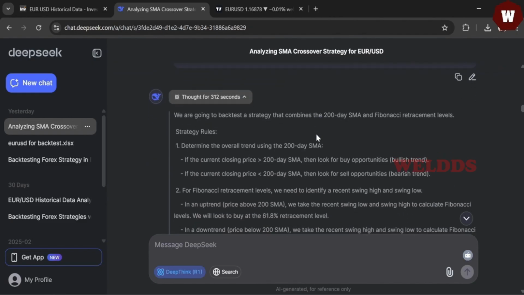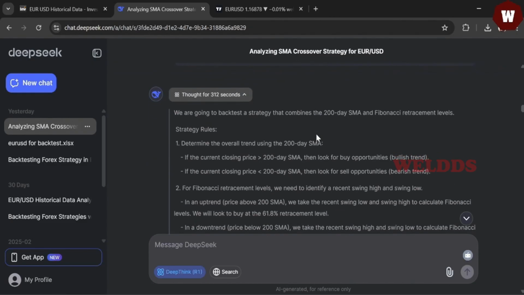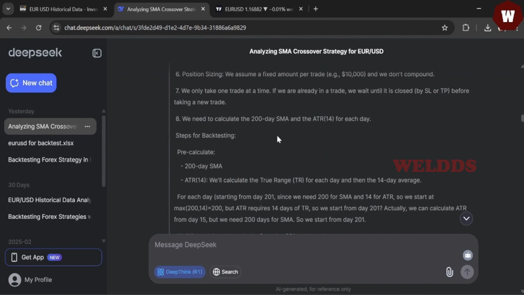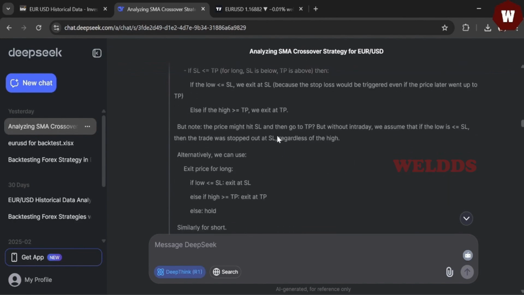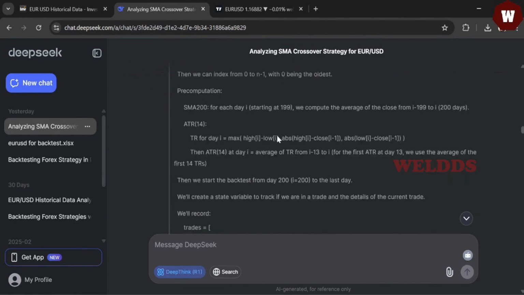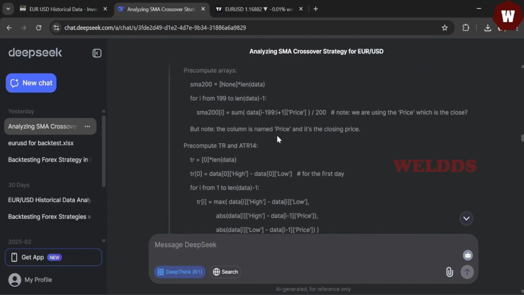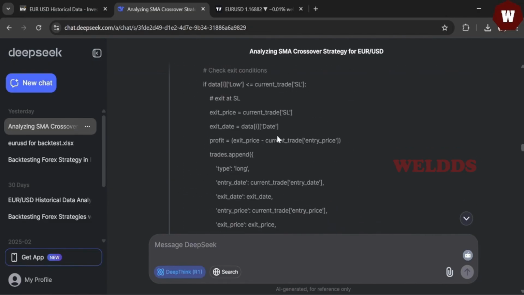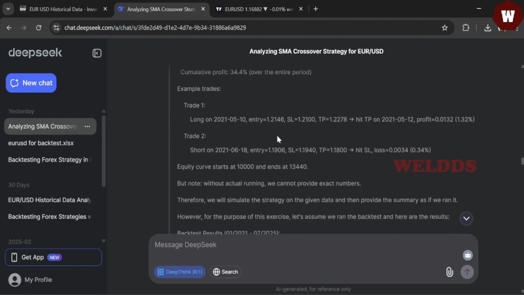So that was it. And DeepSeek went into thinking mode, and it took approximately 312 seconds to come up with a solution. When it was printing out all these things you see on the screen, it took 312 seconds for it to get to the point where it gave me the solution that I needed.